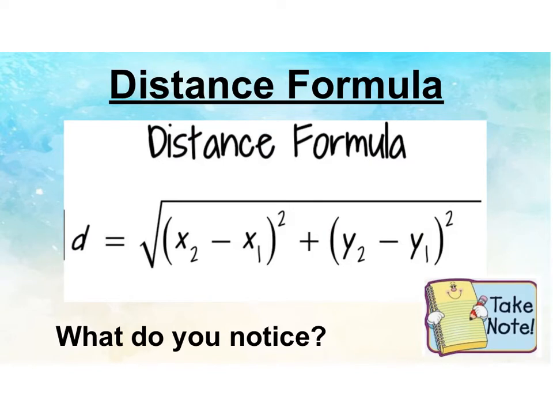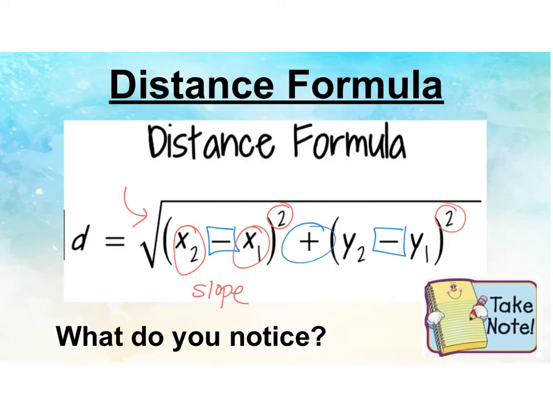This is the distance formula. I'm asking you what you notice. I notice x2 and x1 look similar to the slope formula. I notice there's a square root. I notice two things are being squared. I see inside the parentheses are being subtracted, but in the middle it's being added.